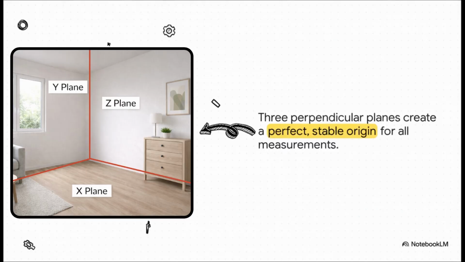So what is it? Just look around you. Find the corner of the room you're in right now. You've got the floor, and you've got two walls that meet at a perfect 90-degree angle. That's it. That's your datum reference frame.